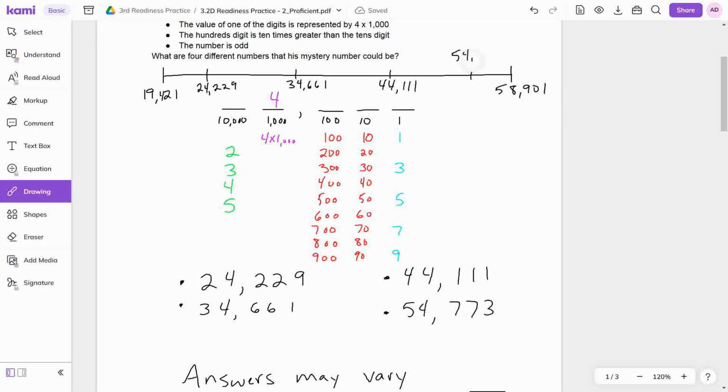Your answers might be different than mine, but we need to have these criteria. The 10,000s digit needs to be 2, 3, 4, or 5. The thousands digit has to be 4. The tens digit and the hundreds digit need to be the same digit, either 1, 1, 2, 2, 3, 3, and so on. And then your ones digit has to be odd, so 1, 3, 5, 7, or 9.